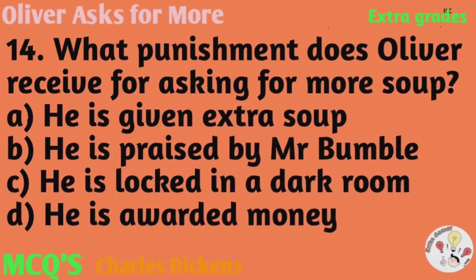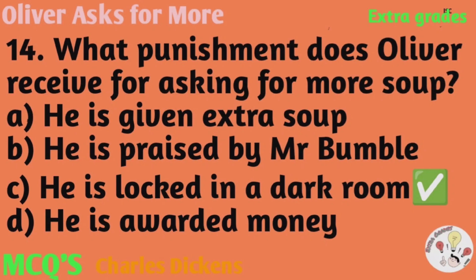Question number 14. What punishment does Oliver receive for asking for more soup? The options are A, he is given extra soup, B, he is praised by Mr. Bumble, C, he is locked in a dark room, D, he is awarded money. And the correct option is C, he is locked in a dark room.